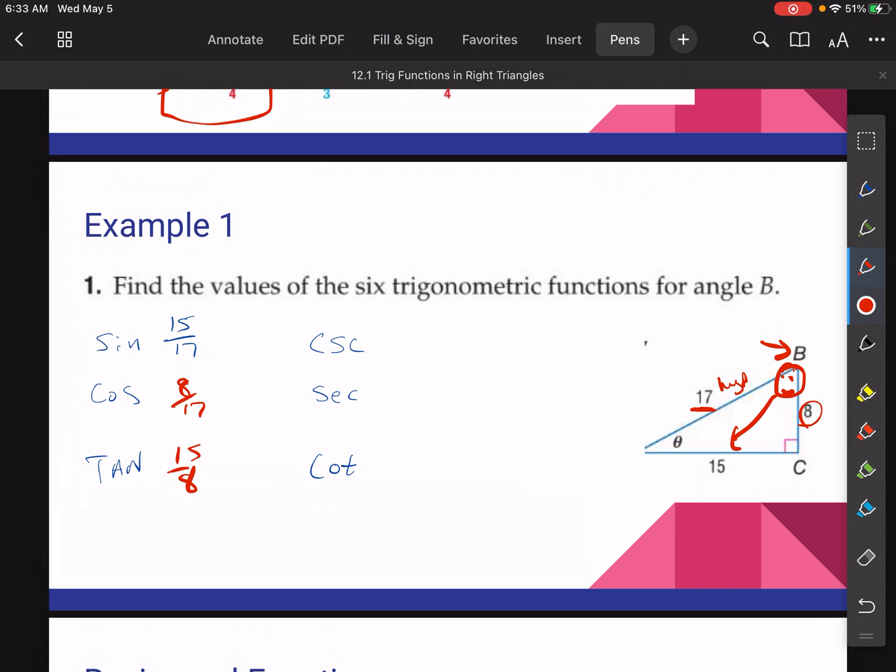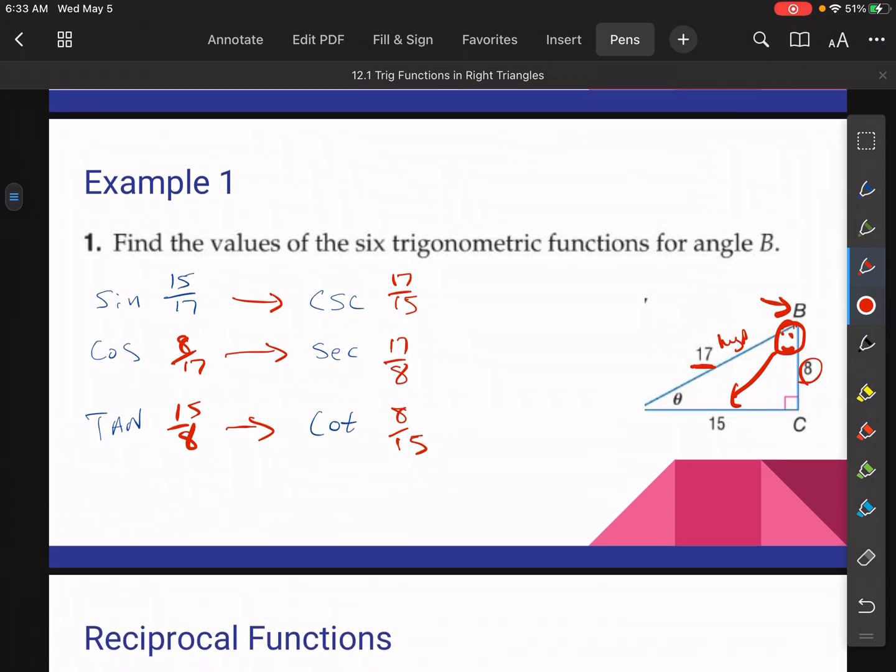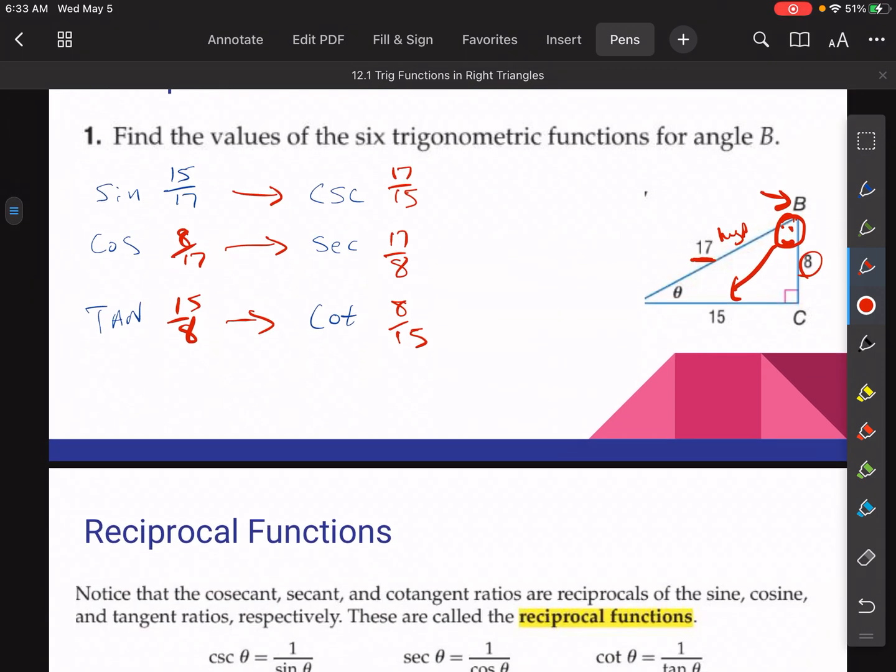So as long as you have them lined up correctly here, we're just going to flip these. So this would become 15 over 17. This one would become 17 over 8. This one would be 8 over 15. Okay, because they just mean the exact opposite. We flip them. And that's it. That's example 1. Easy points, right on the test, easy points.